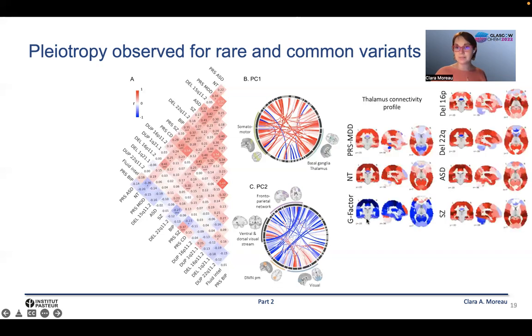To illustrate that, I'm showing you here the profile of the thalamus. If you take the profile of the thalamus in several conditions, you can see a recurrent overconnectivity of the thalamus with motor, auditory, and visual areas in ASD, in schizophrenia, also in 22q without the visual, and del16p. You can also observe it with a lower effect size, but still, in PRS associated with MDD and neuroticism, and not at all in G factor, as you can see here.